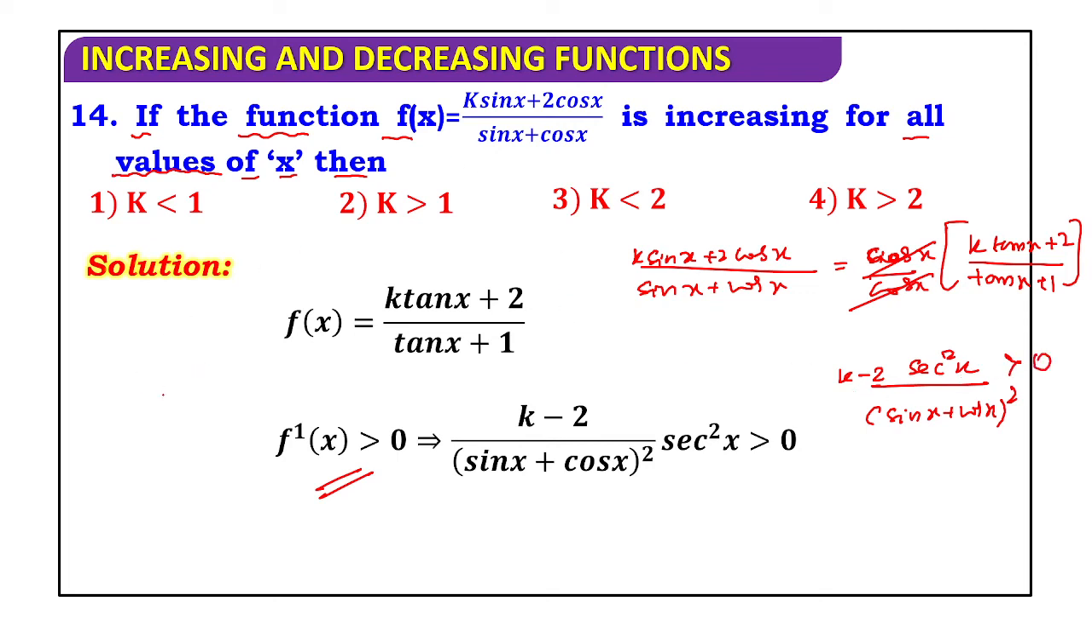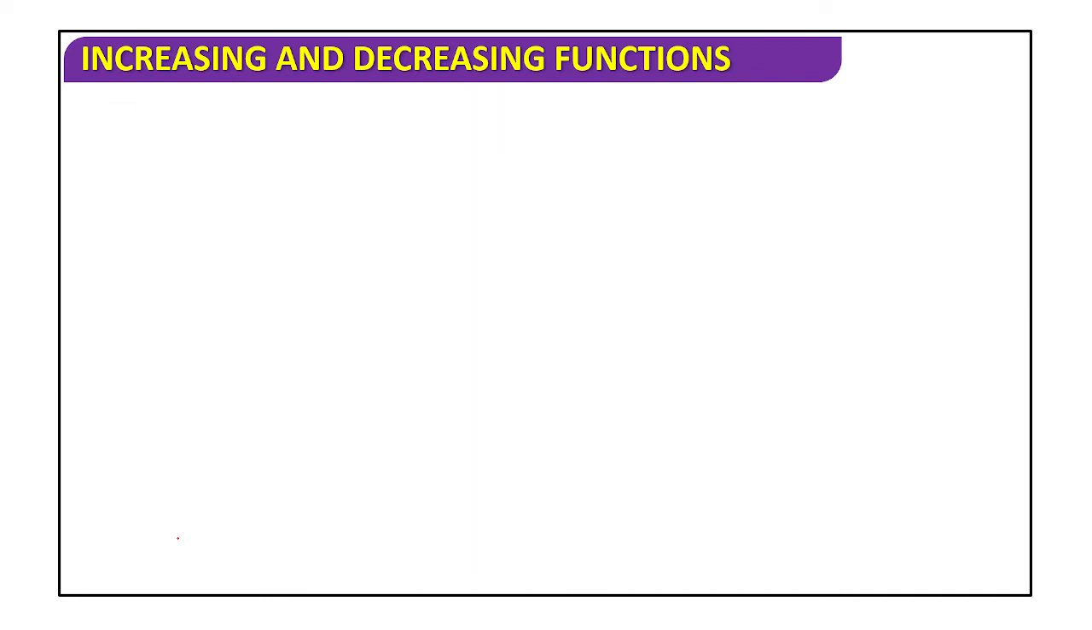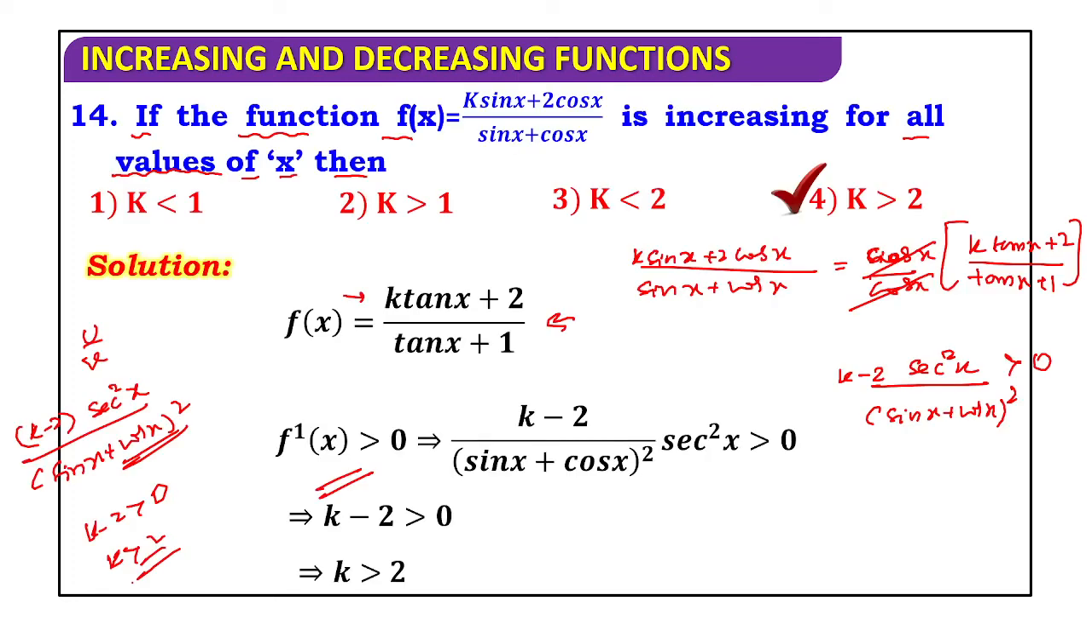If you want, you can just differentiate this by the u by v rule, and you will get (k minus 2) into secant square x divided by (sin x + cos x) whole square. From that you can see k minus 2 must be greater than 0, so k must be greater than 2. Clear? Therefore option 4 is the correct answer.